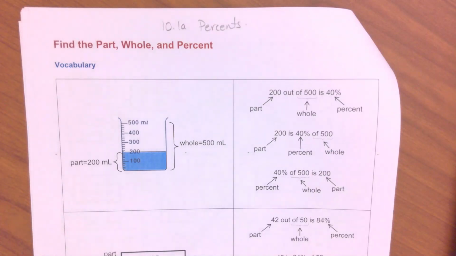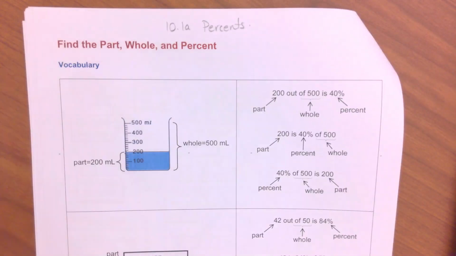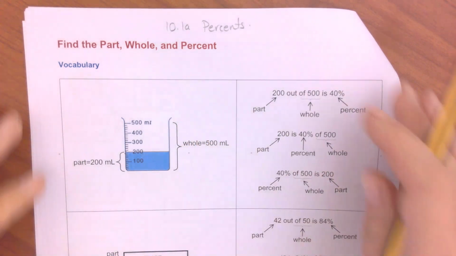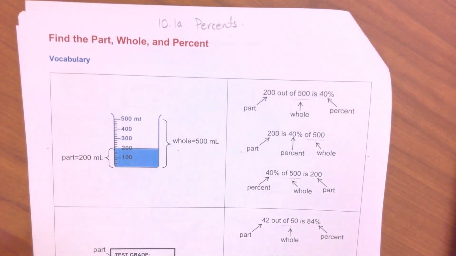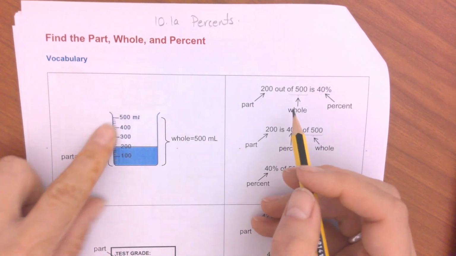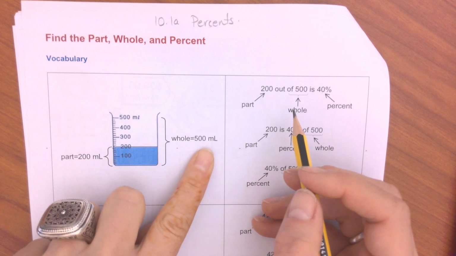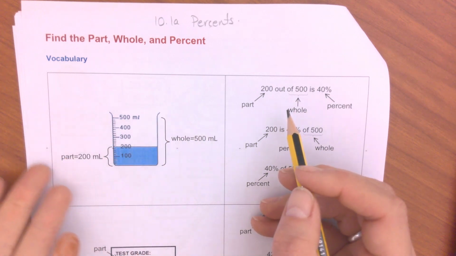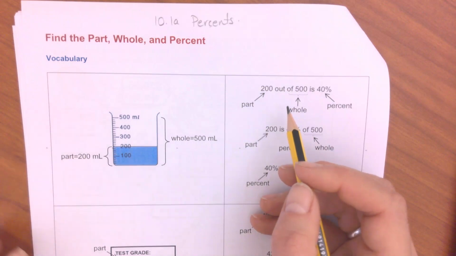So now we're doing find the part, whole, and percent. And we're still in the book, 10.1a, percent. So you have to know the difference between the part and the whole. So this whole cup can hold 500 milliliters. So that's the whole. But there's only 200 milliliters of water in the cup, so that's the part.